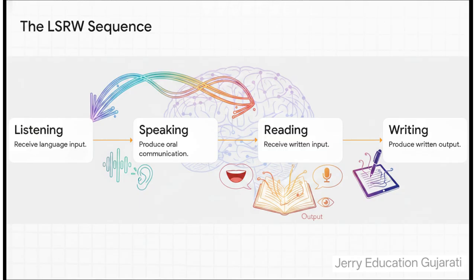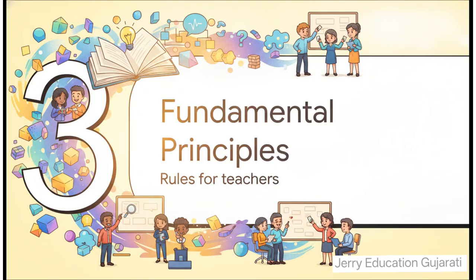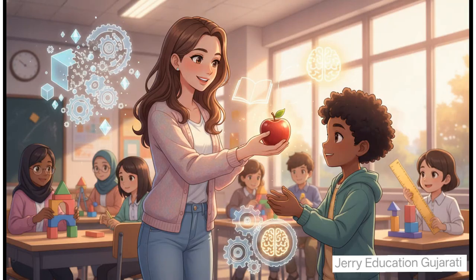Then they move to written communication. Again, they first receive the input through reading, and only then do they produce their own output through writing. It always goes input, then output. Remember that, LSRW. Okay, Section 3. Fundamental principles of teaching. Let's see how this builds from basic skills into the core rules of actually teaching them. These right here are the guiding rules for a master educator.